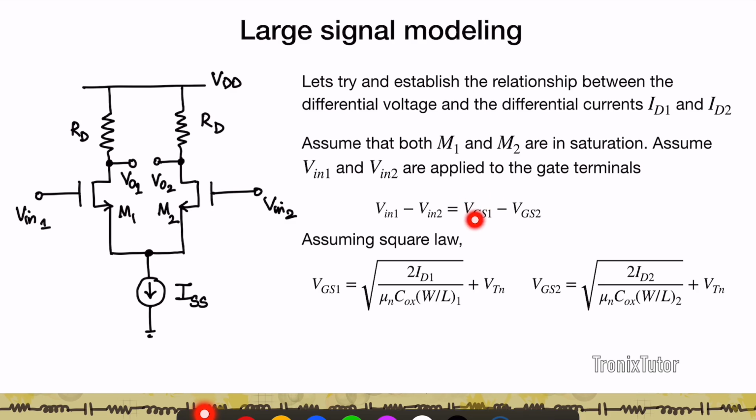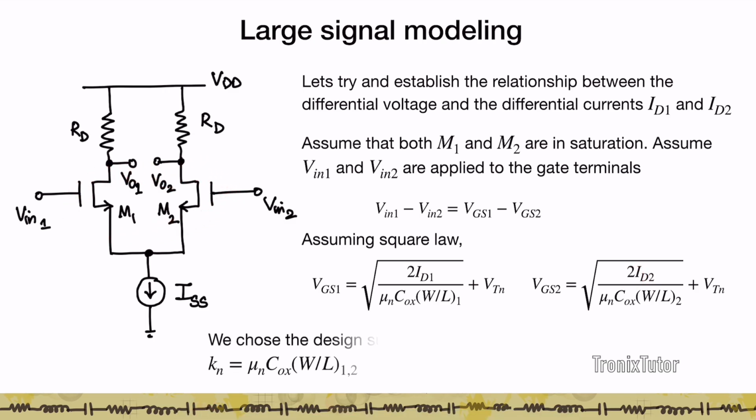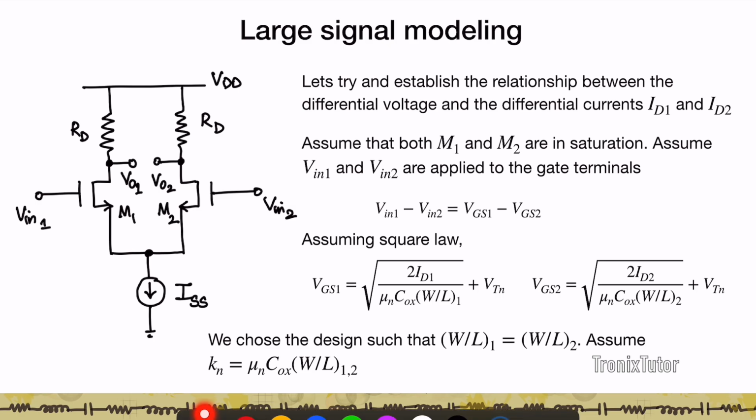So if there is a differential voltage, there's going to be a differential current that's going to flow in this differential pair. Now, as I said earlier, we'll choose a design such that both M1 and M2 are identical to each other, which means they have the same size, they have the same VT, and therefore, instead of writing this big expression, I'm going to replace mu n C ox W by L by the number Kn.